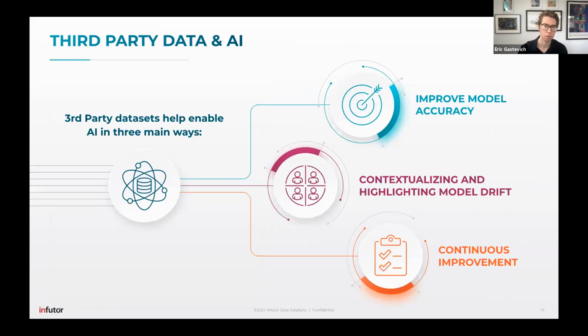So again, third-party data sets help improve model accuracy, contextualize, and highlight model drift. It's important to think about not just model accuracy and model drift, but record accuracy and record drift, right? Are you trying to use a really perfect model now, but the data that you're pumping through it is 2 years old and isn't performing as well because that person has changed? And that gets into the third point of continuous improvement.